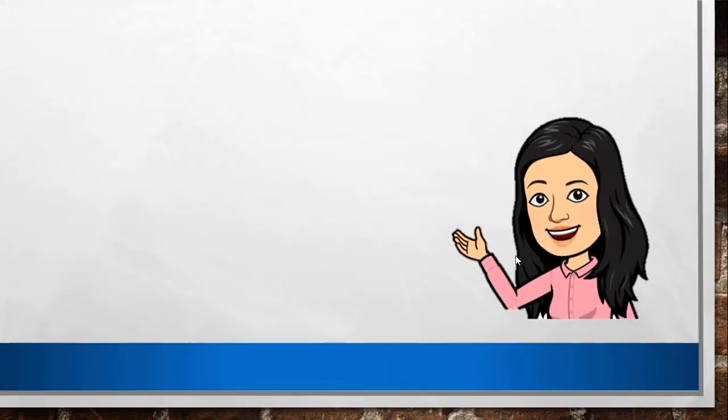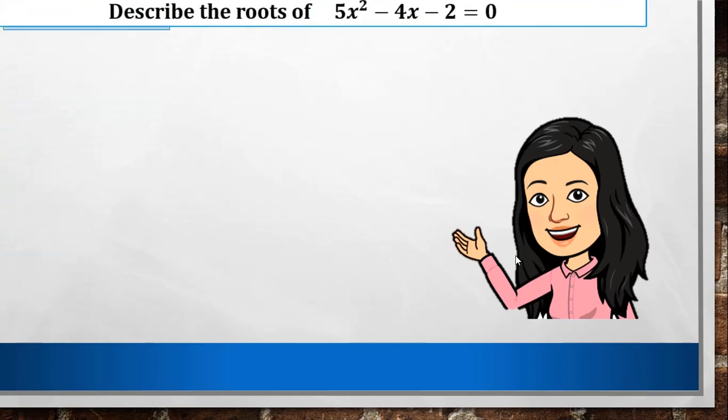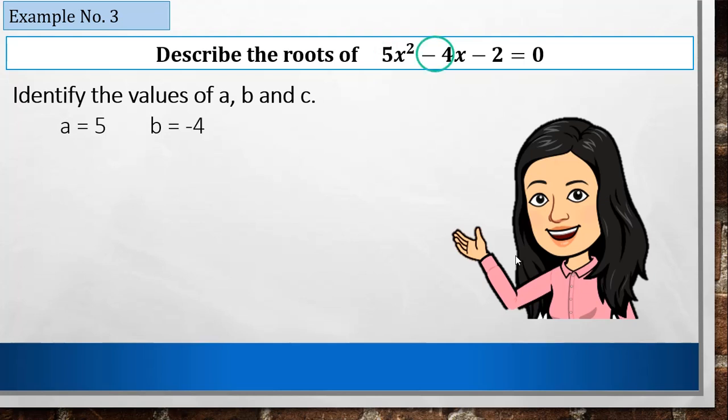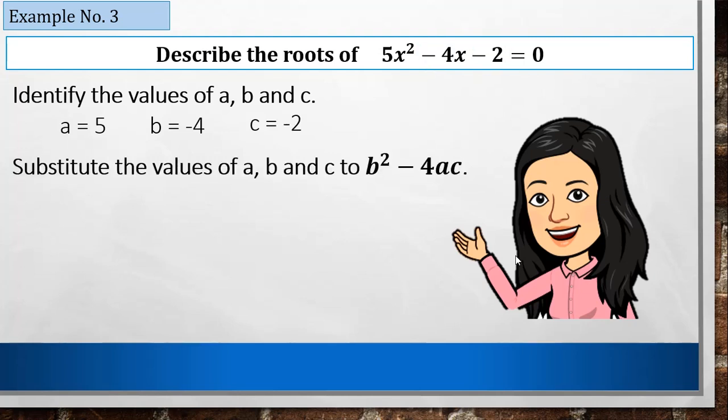Okay, next, example number 3. Describe the roots of 5x squared minus 4x minus 2 equals 0. So, identify again the values of A, B, and C. So, A is 5, and then the value of B is negative 4, and then si C ay negative 2. And then, substitute the values of A, B, and C to B squared minus 4AC.